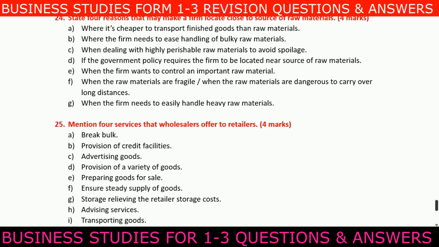Next, where the farm needs to ease handling of bulky raw materials. Next, when dealing with highly perishable raw materials to avoid spoilage. Next, if the government policy requires the farm to be located near the source of raw materials. Next, when the farm wants to control an important raw material. Next, when the raw materials are fragile, when the raw materials are dangerous to carry over long distances. Next, when the farm needs to easily handle heavy raw materials.